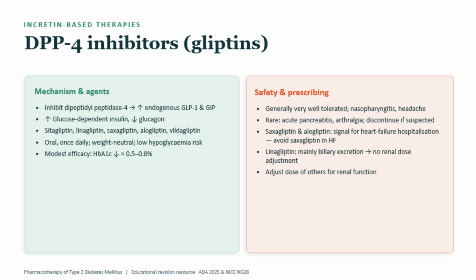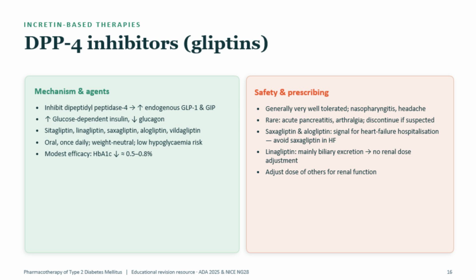Strategy 1: block the enzyme. The gliptins, sitagliptin, linagliptin, and friends stop DPP-4, so your own incretins hang around longer. They're the easygoing members of the family. Oral once daily, weight neutral, very low hypo risk, and generally super well tolerated.